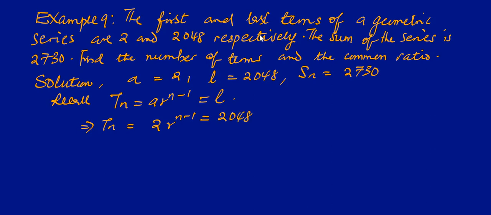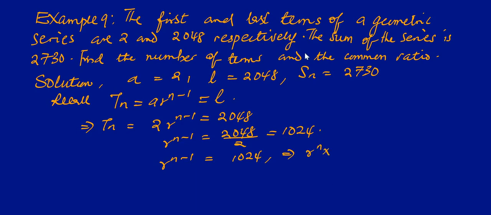2048. So if you divide through by 2, you are going to have r^(n-1) equal to 2048 divided by 2, that's 1024. So r^(n-1) is equal to 1024. But you also know that by indices, this implies that r^n times r^(-1) is equal to 1024, and r^n all over r will be equal to 1024. So r^n will be equal to 1024r. And that's equation 1.